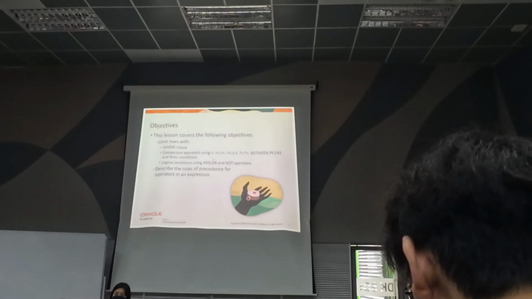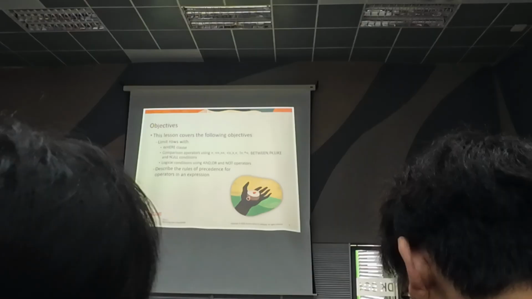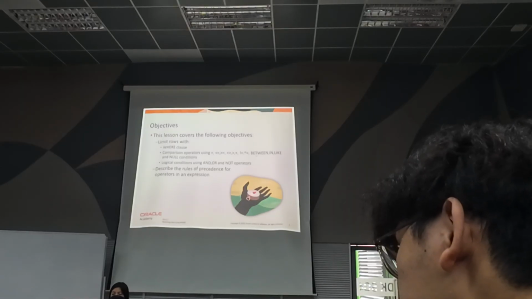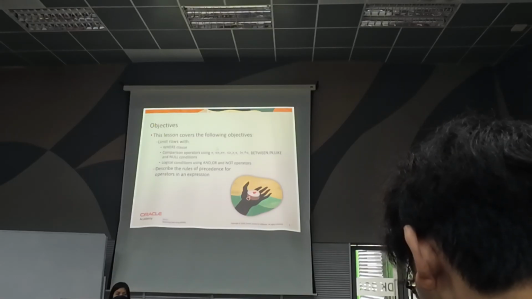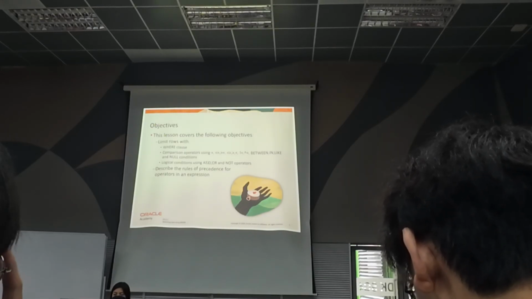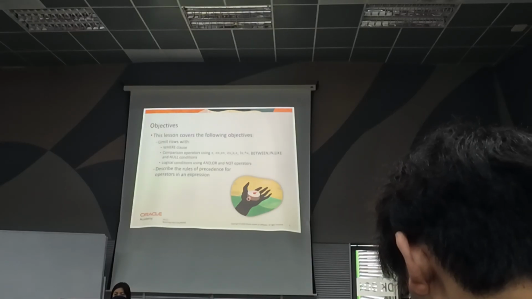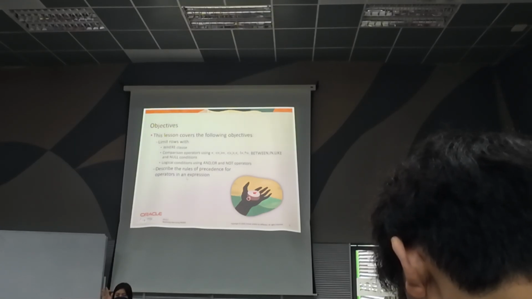These lessons cover the following objectives. You limit the rows using the where clause, and you can use comparison operators. You can use between, in, like, or not. Also you can use logical conditions, for example and, or, not. And describe the rules of precedence for the operators in an expression. Rules of precedence mean which one to do first, which one later.